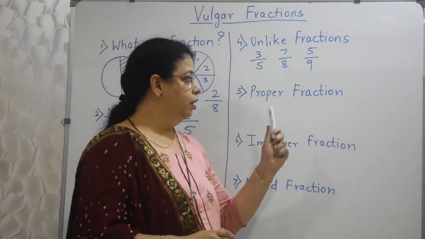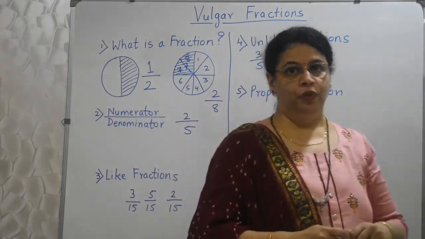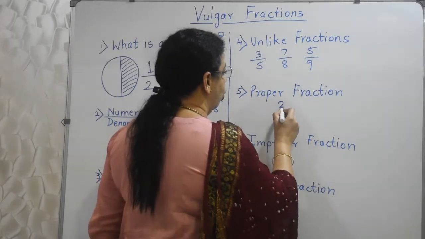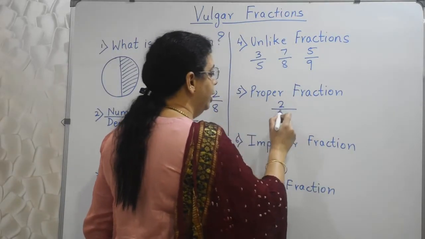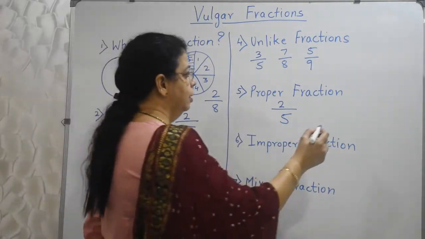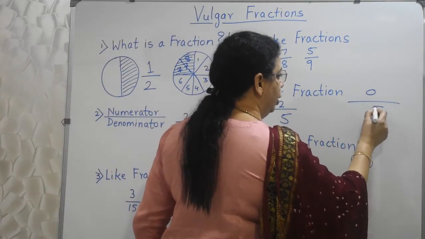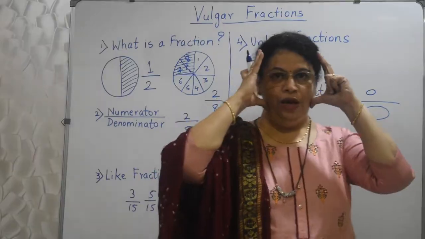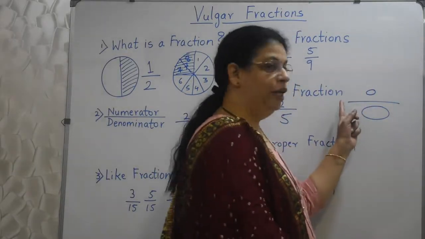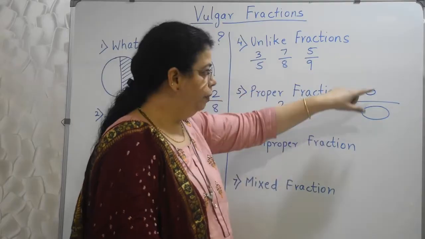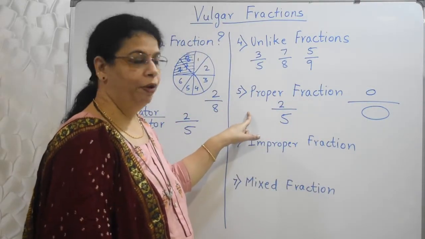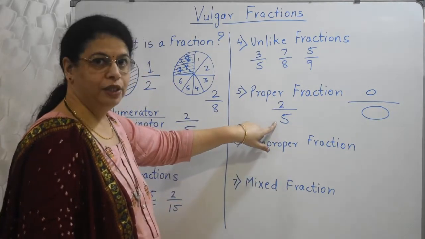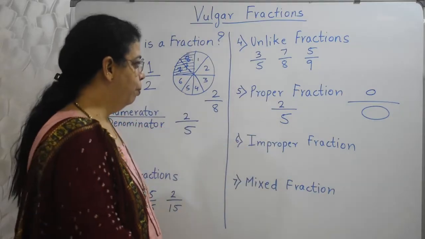Children, next comes the proper fraction. Proper fraction will have smaller numerator and bigger denominator always. Numerator will be small, denominator will be big. Okay, like our body. Face is small, body is big. Same like human beings. Smaller number on top, bigger number down, which is called as proper fraction. Like this, 2 is smaller, 5 is bigger. So 2 is on top, 5 is down. Yeah, so this is proper fraction.